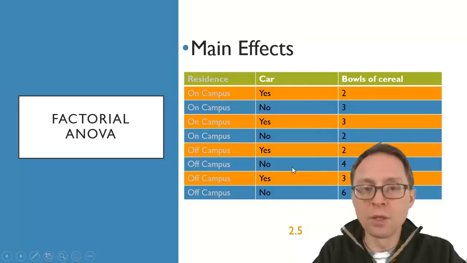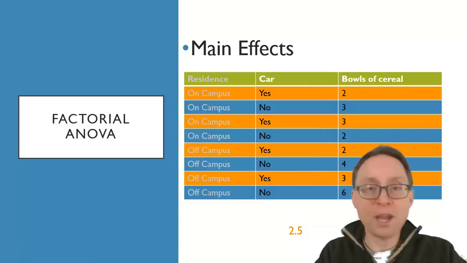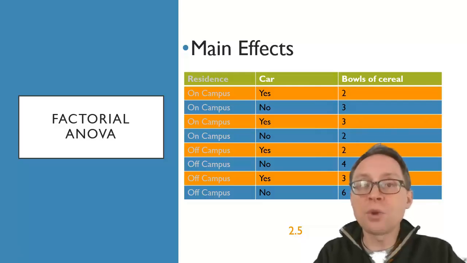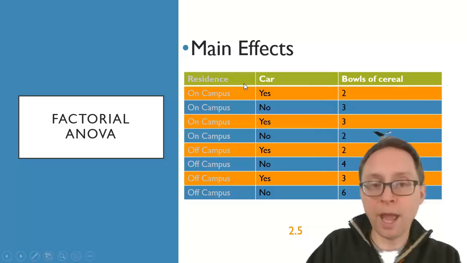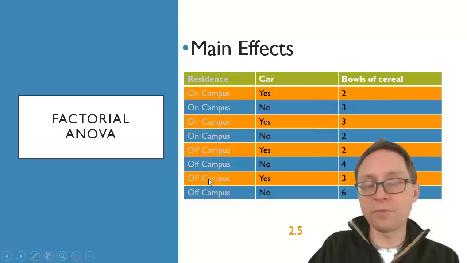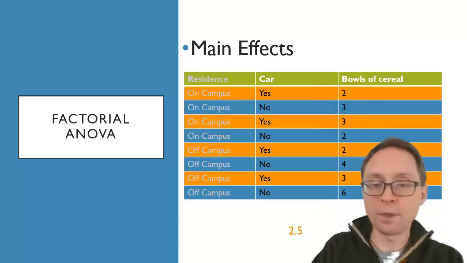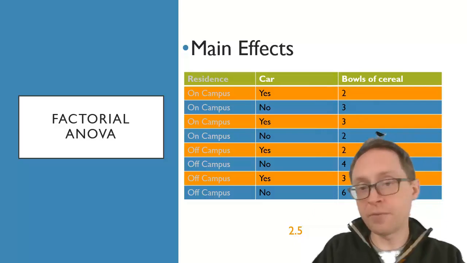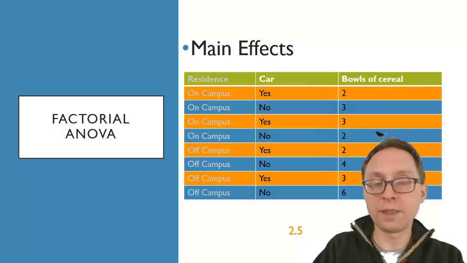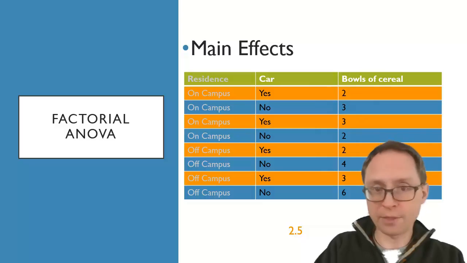Does that make sense? Okay, so whenever you're doing this, you will have as many main effects as you have factors. You have the same number of main effects as you have factors. And an analysis of variance is going to give you a statistic for each of those main effects. It is going to look at on campus compared to off campus, that's one main effect. And then it's separately going to look at yes car compared to no car, that's a separate main effect. All right? Main effects are each factor on the dependent variable by themselves. Looking at the levels of each factor on the dependent variable without the influence of the other factor. Okay.